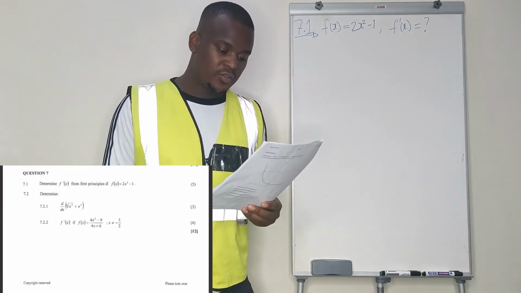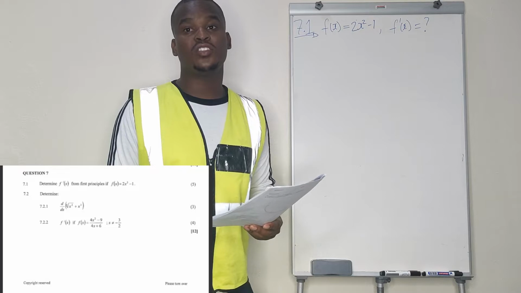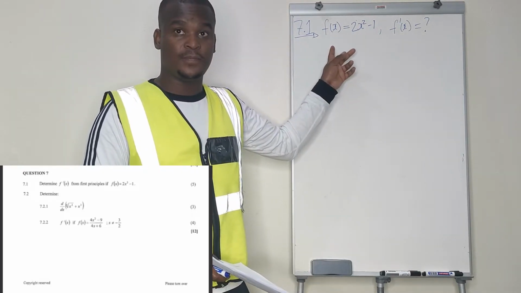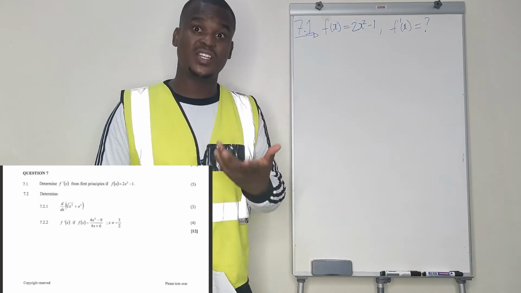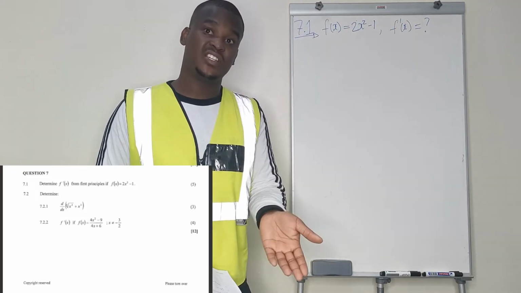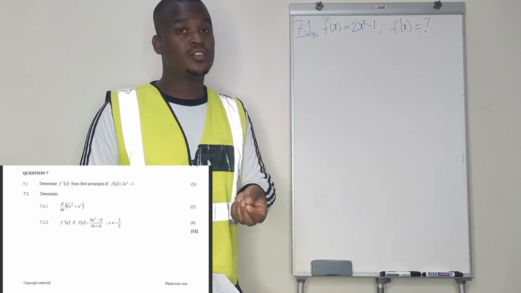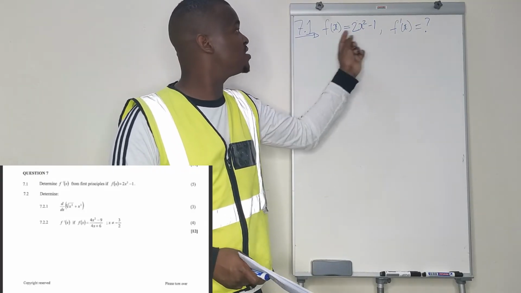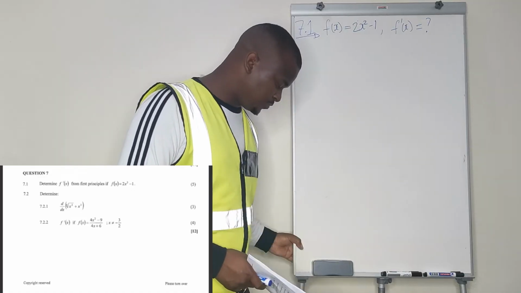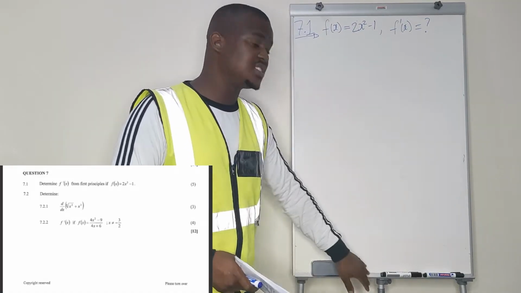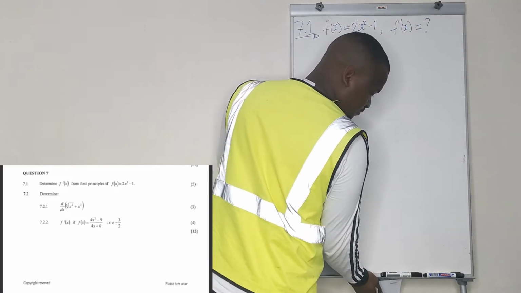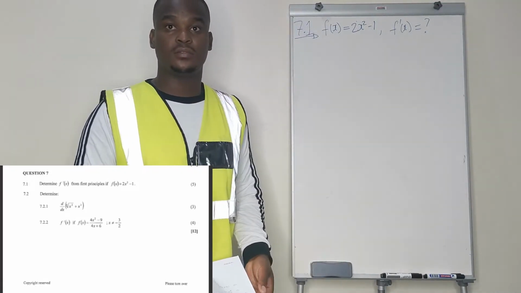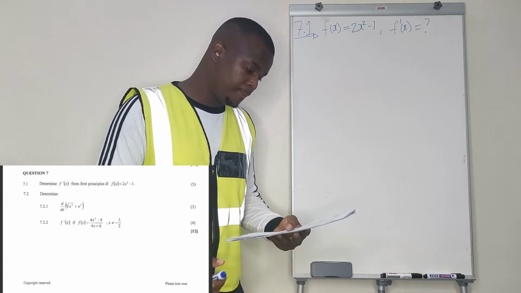So what they're asking you here is to determine the derivative of this function using first principles, which is using the derivative definition, right? So they want you to find f prime of x, the derivative of this function, using first principles, which means using the formal definition of the derivative. That's what they want you to do.